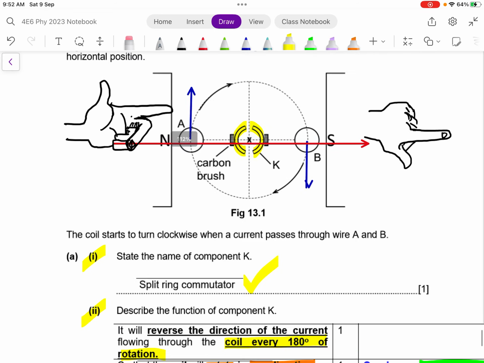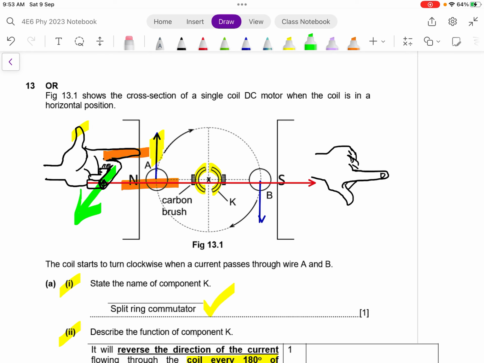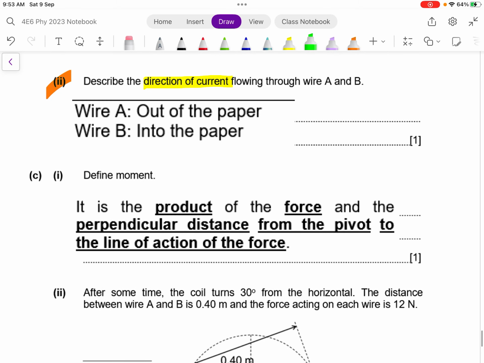So if you apply your Fleming's left-hand rule, the thumb will be pointing to the force, and then the magnetic field, which is this red line, will be pointing forward. So you will be able to find out that your current in the left, wire A, is actually coming out of the paper, and if you do the same, you would see that wire B is going the other way around.